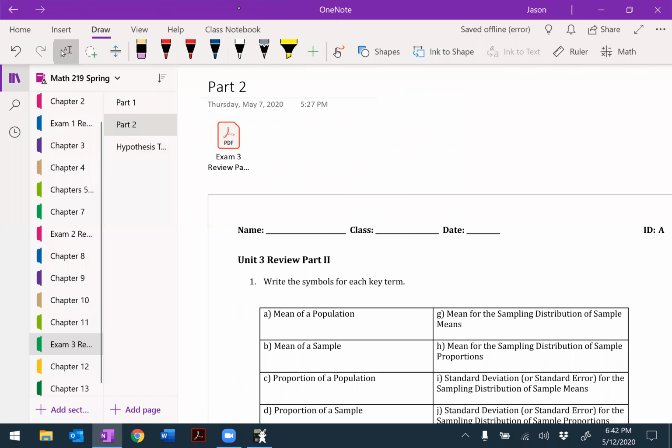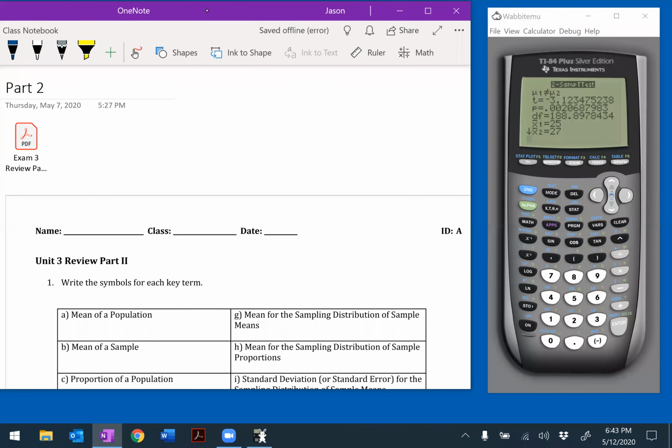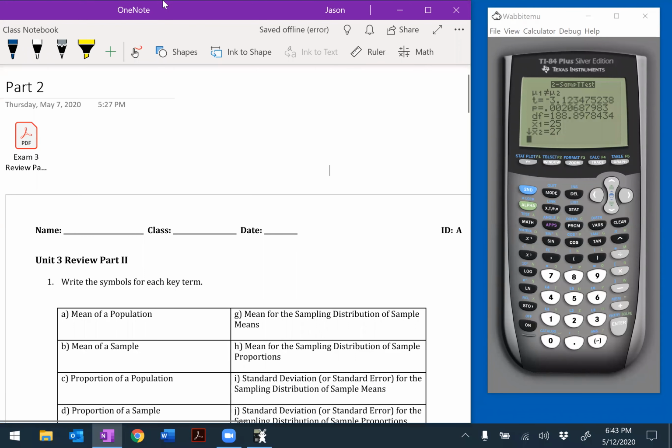Okay, so this is a Unit 3 review. Or sorry, this is exam 3 review part 2.